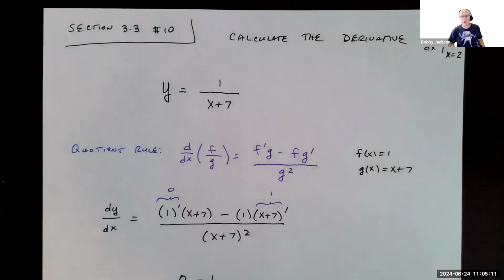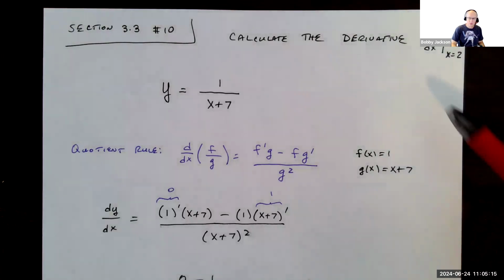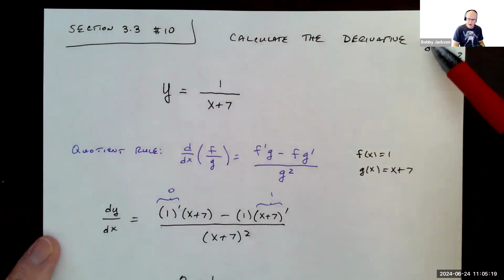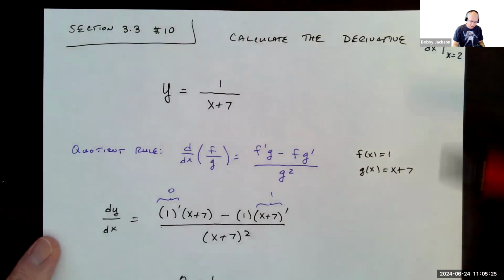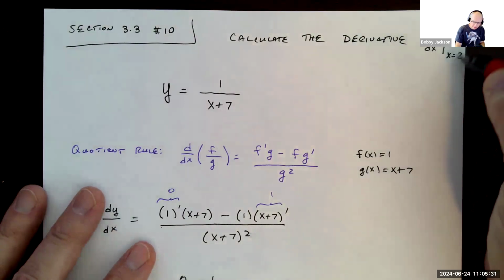Hey everyone, we're going to take a look at number 10 in section 3.3. We're going to calculate the derivative. And this notation means essentially dy over dx. That's the derivative of y with respect to x. And this bar means evaluated at x equal 2. When we don't have the prime notation, the Leibniz notation requires this for evaluation.